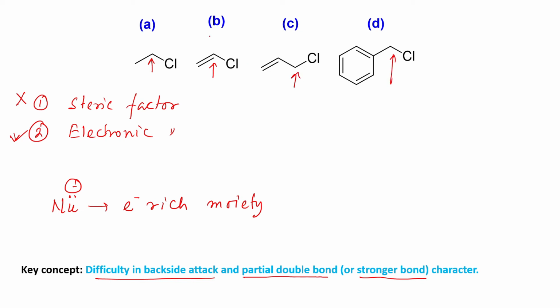Now, except option B, all the electrophilic centers are sp3. This is sp3, this is sp3, this is sp3. Option B, it is sp2. Means in this case, the electrophilic center, I mean this carbon which is attached to chlorine, is attached to another carbon with a double bond. Double bond means pi electron density.